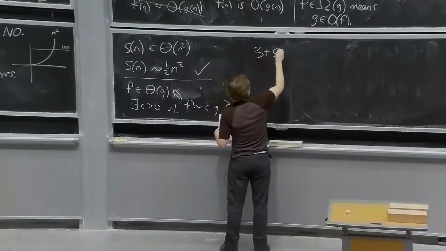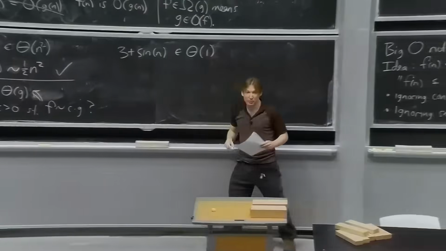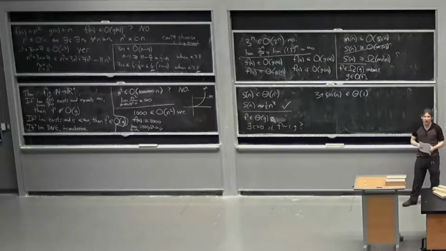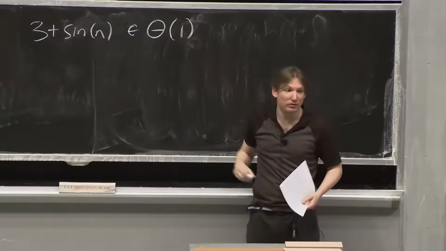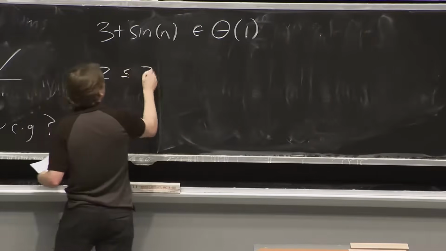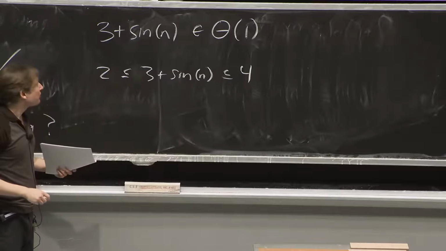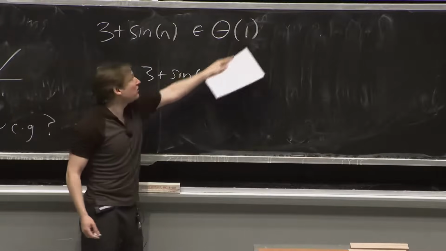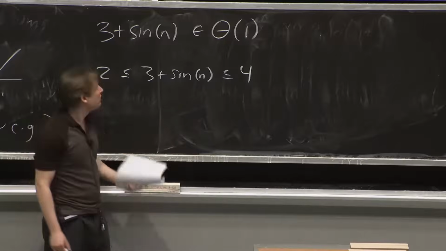Let's see. 3 plus sine of n, is that theta of 1? 3 plus sine of n, we want to know, is it theta of 1? So is it bounded below and bounded above by some constant times 1? And in this case, yes, it is, because 2 is less or equal to 3 plus sine of n, which is less or equal to 4. So we can scale this by a constant, and it's always smaller than our function. We can scale this by a different constant, and it's always bigger than our function. And that's the condition we needed for big O on both sides. So yes, this is true.